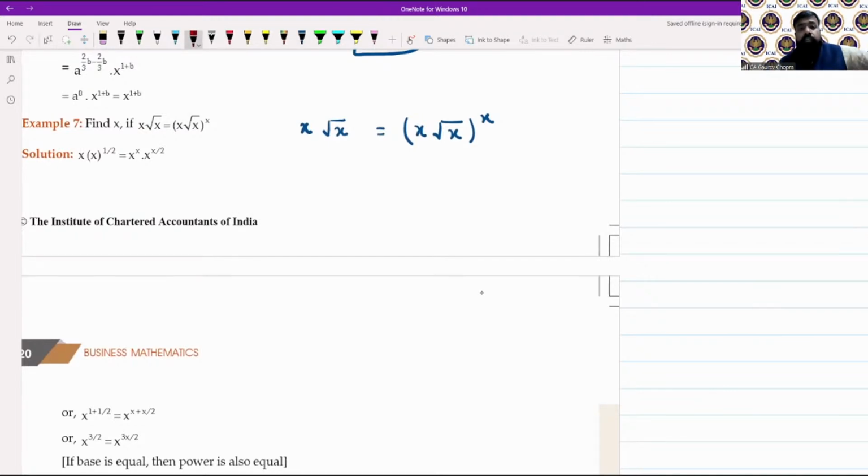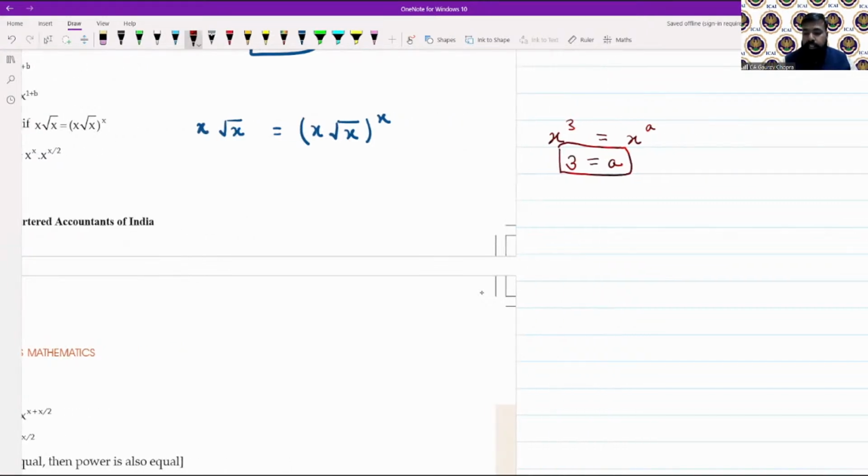Let's say we have x cube on one side, and on the other side we have x to the power of a. So x cube is equal to x to the power of a. Since bases are equal on both the sides, whenever bases are equal, the powers will also be equal. Therefore, we can write 3 is equal to a. That means the value of a will be equal to 3.